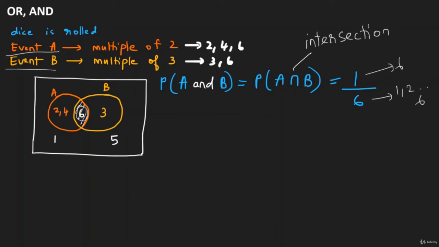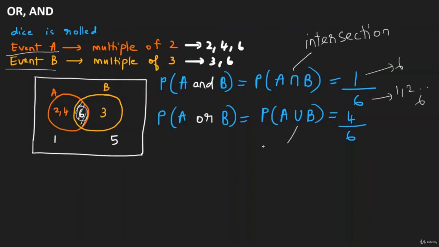Now what about A or B? What is the probability of A or B occurring? That would be the probability of A union B, which is equal to 4 by 6. Over here this stands for union. And what are the cases where A or B is satisfied?